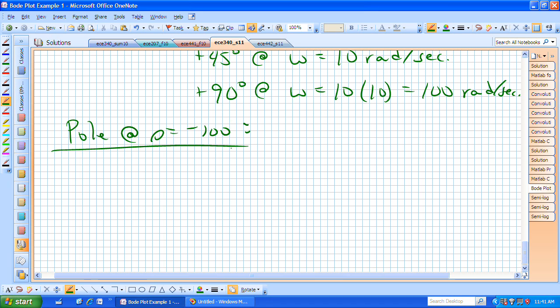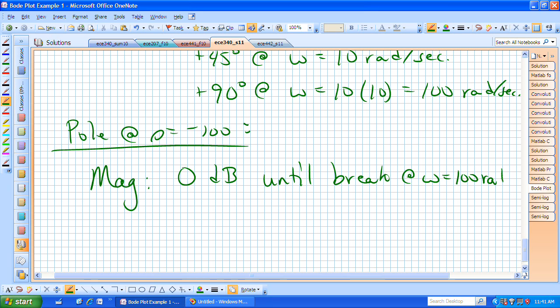which is our pole at s equal to minus 100. And I think now hopefully you're starting to get the hang of what I'm doing with my description. It's going to be 0 dB until we hit the break. And the break again is at 100 radians per second. After the break, it's going to slope. It's a pole, it's downstairs. It's going to give us this minus 20 dB per decade slope all the time after the break frequency.